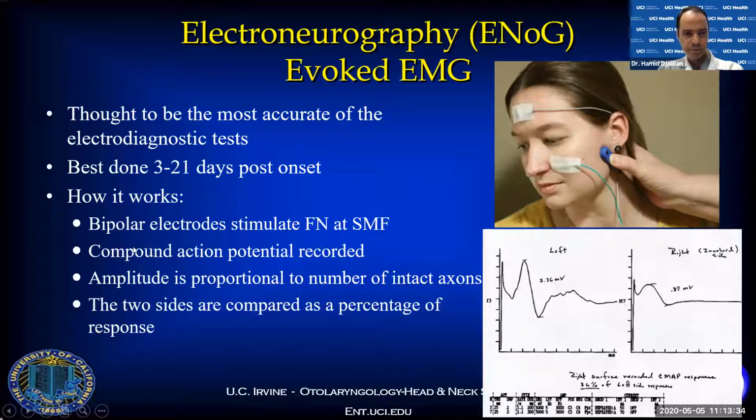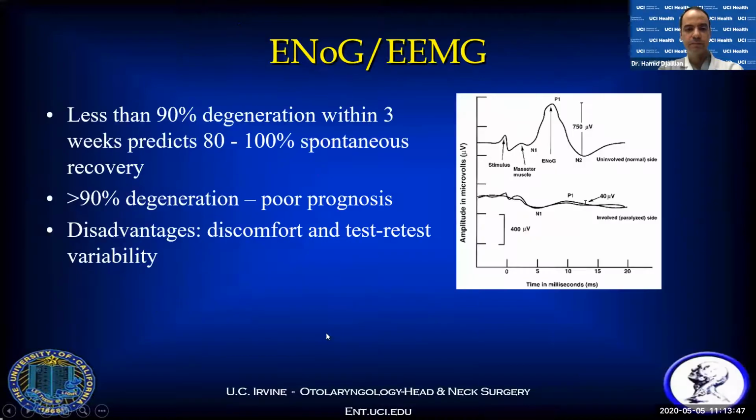And so the idea being that the amplitude of the action potential is proportional to the number of surviving axons that you're stimulating. So basically, if there is less than 90% degeneration, then you have a very good chance of recovery, meaning that more than 10% of the axons are functioning when you're doing testing. If you have greater than 90% degeneration, then it has a poor prognosis.